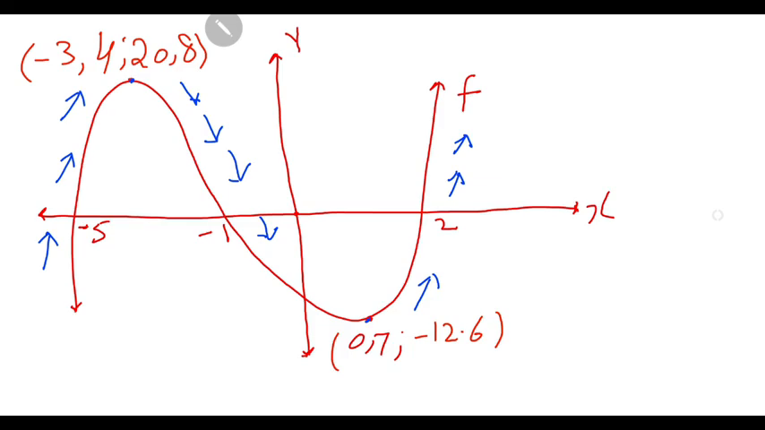So between these two turning points the graph is decreasing. So between negative 3,4 and 0,7, this is my answer. My answer is going to be negative 3,4 till 0,7. The graph is decreasing, and where the graph is decreasing, the first derivative is negative. So this is my final answer.